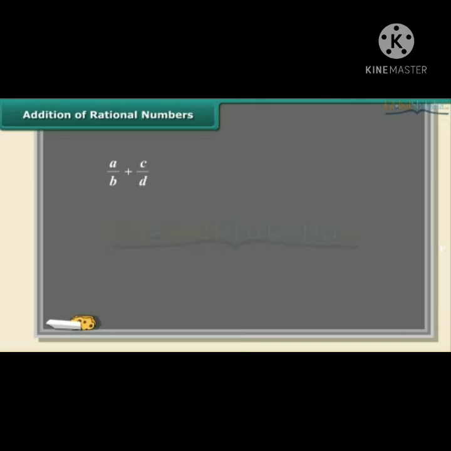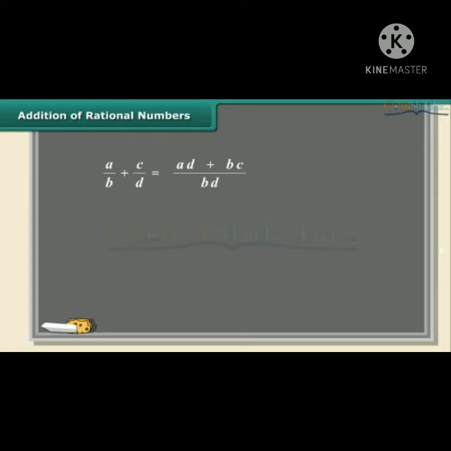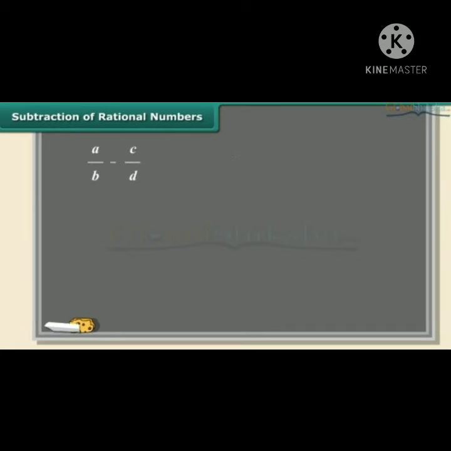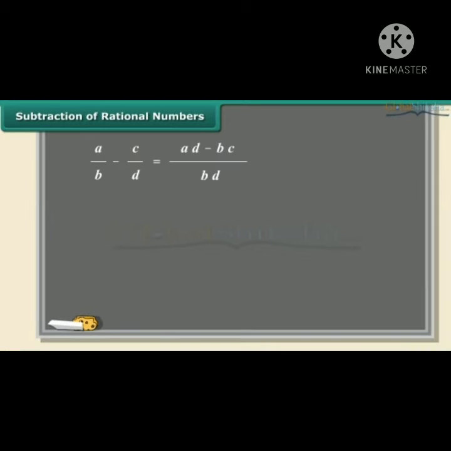How to add rational numbers? It's easy, but before we start, we will check whether they are like rational numbers or not. If not, take the LCM of the denominators and for the numerator, do the cross multiplication and get the result. Similarly, we will do for the subtraction.